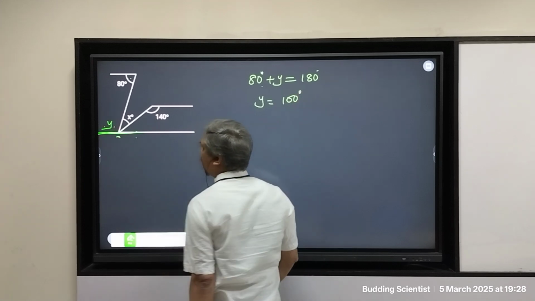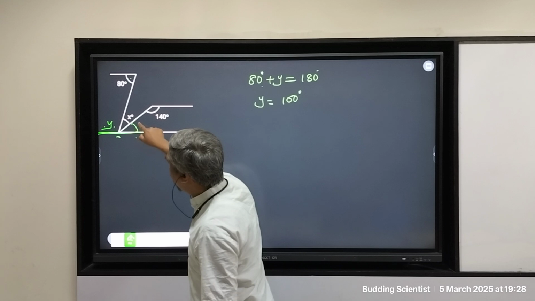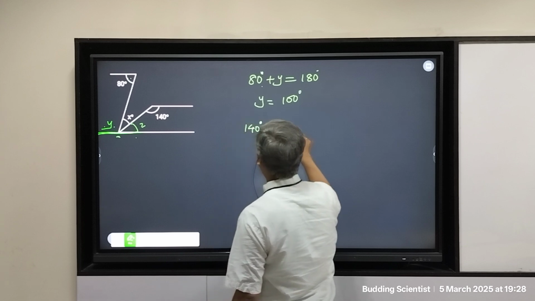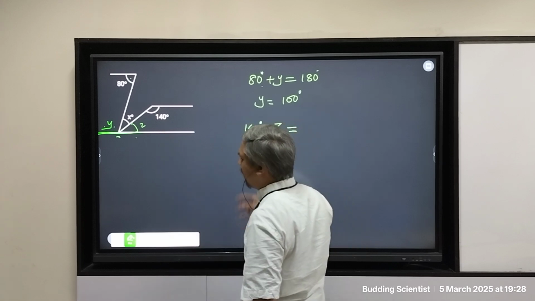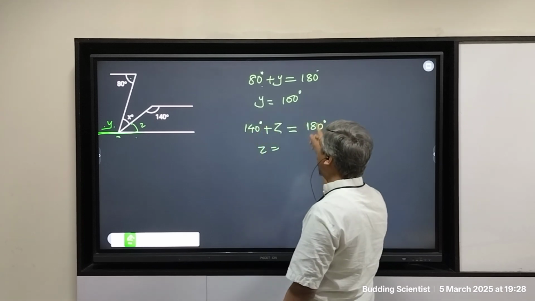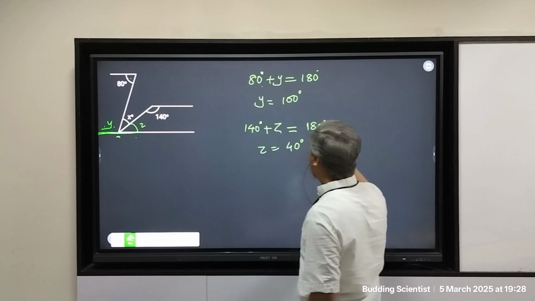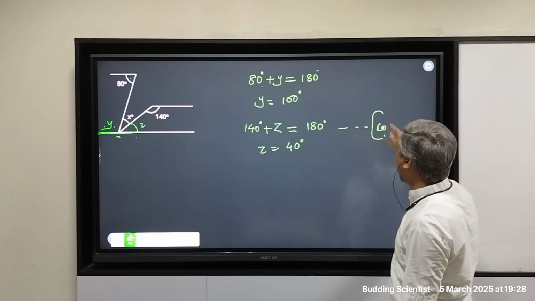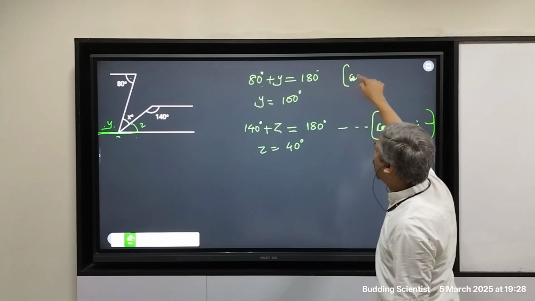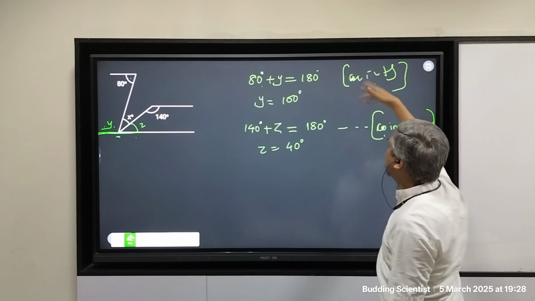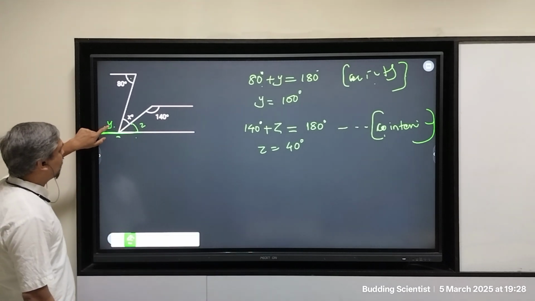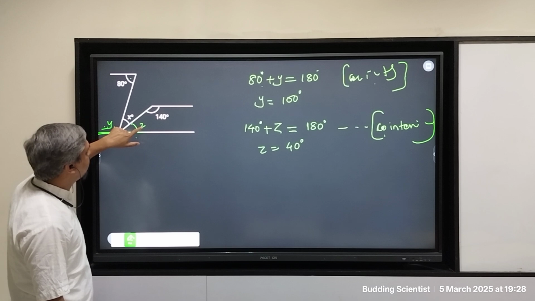Now this is 100. If this is 140, I'll call this z. So 140 degree plus z is equal to 180 degree as well. So z is equal to 180 minus 140, which is 40 degree. This is also because they are co-interior angles. Co-interior angles are supplementary. Here also the reason is co-interior angles are supplementary. So this is 100. This is 140. This is equal to 40.